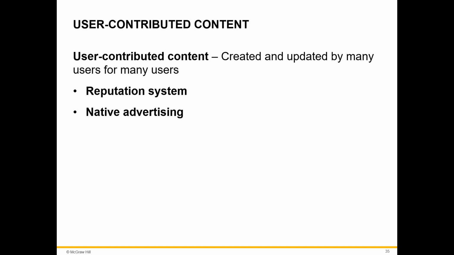E-business was characterized by a few companies posting content for the masses. Business 2 is known by the masses creating content for the masses. User-contributed content is created and updated by many users for many other users, like YouTube and Wikipedia. Reputation system is user-contributed content in which buyers post feedback on sellers, like comments on Amazon. Native advertising is an online marketing method in which advertisers try to attract customers by getting their feedback.